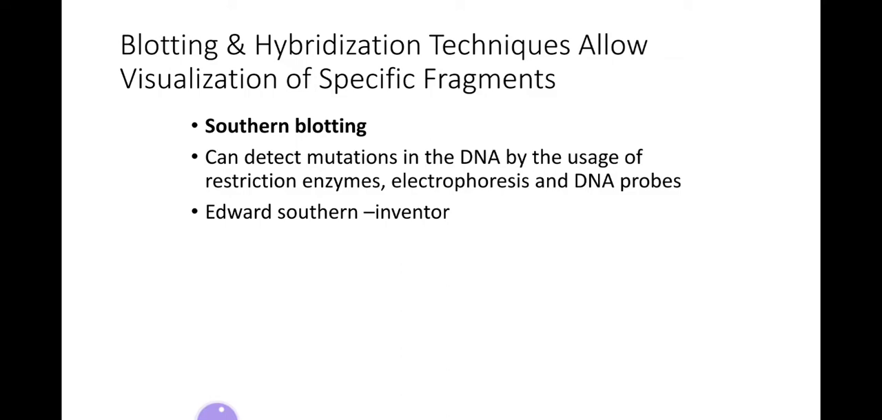So blotting and hybridization techniques allow the visualization of specific fragments. Southern blotting: first of all, we will study Southern blotting. This is a technique that combines the use of restriction enzymes, electrophoresis, and DNA probes, and by using all these techniques, we separate and detect a piece of DNA.